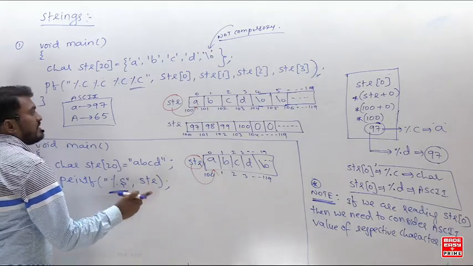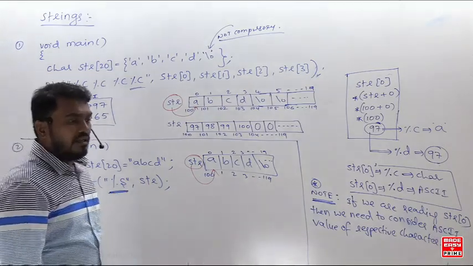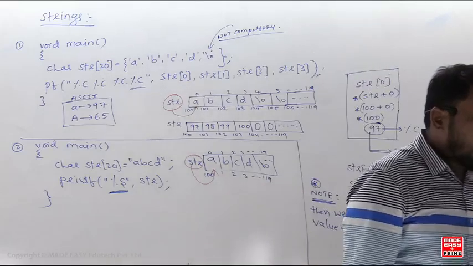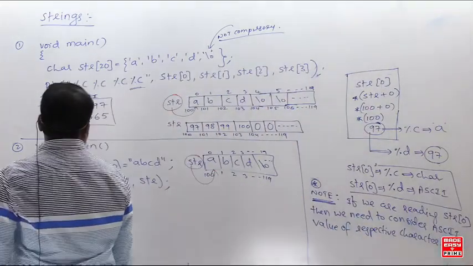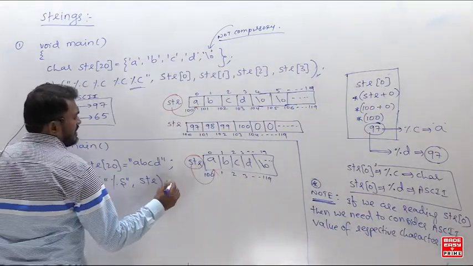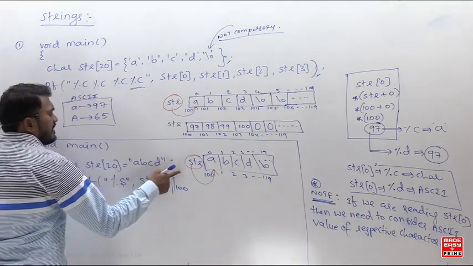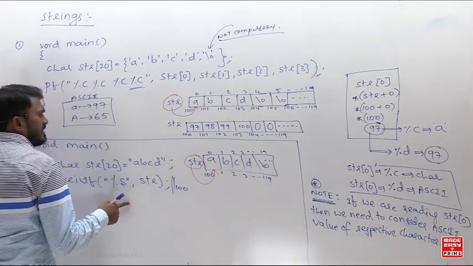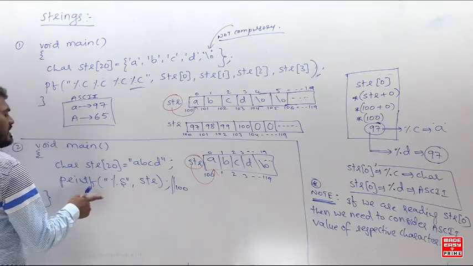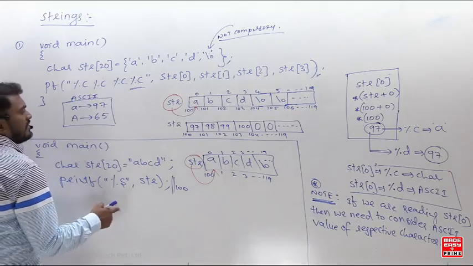Base address. You need to provide the base address. So from the base address provided, what is the base address of this str string here? 100. See, remember we are providing 100 here. Str means 100. So from the base address provided, it will print all the characters until the null character.